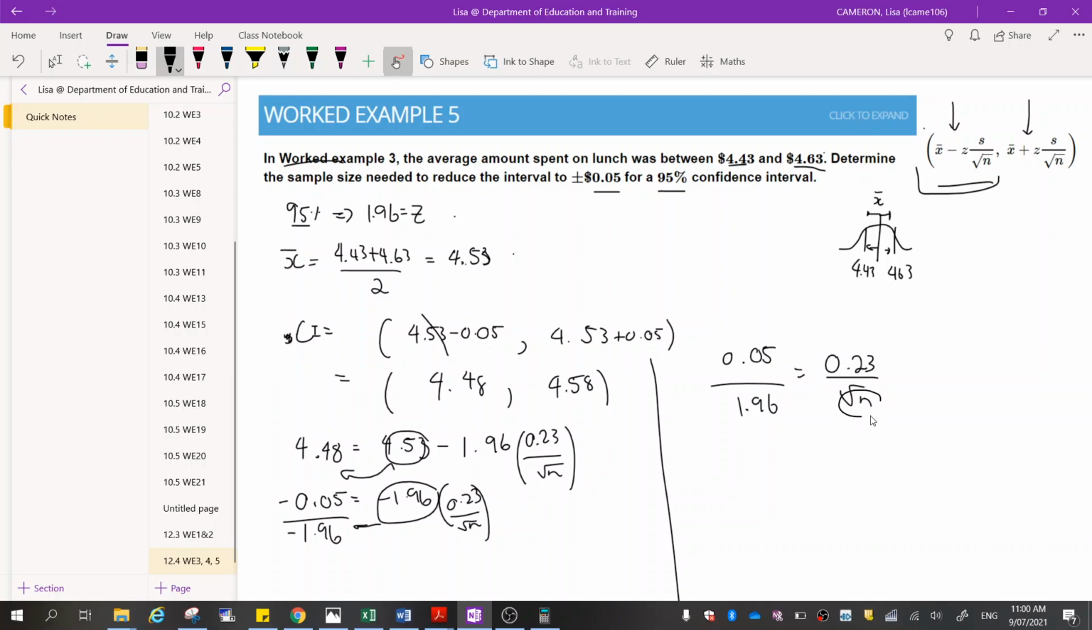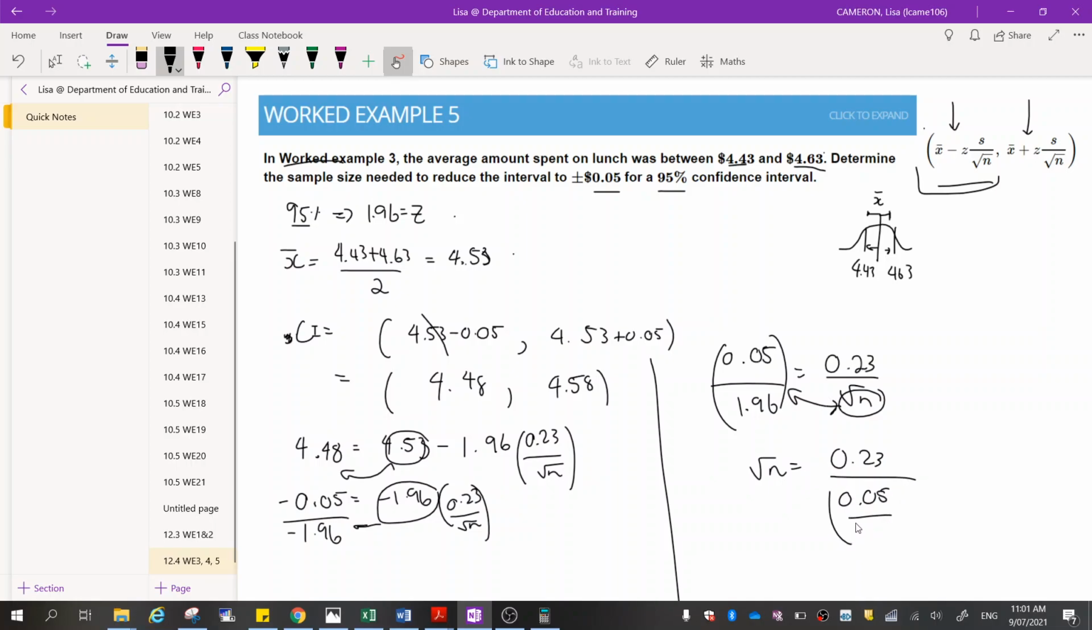Okay, so now this whole thing is a number. It's just an ugly number. You can have ugly numbers just like you can have ugly people. So let's just switch their places. So now I've got the square root of n is equal to 0.23 divided by 0.05.